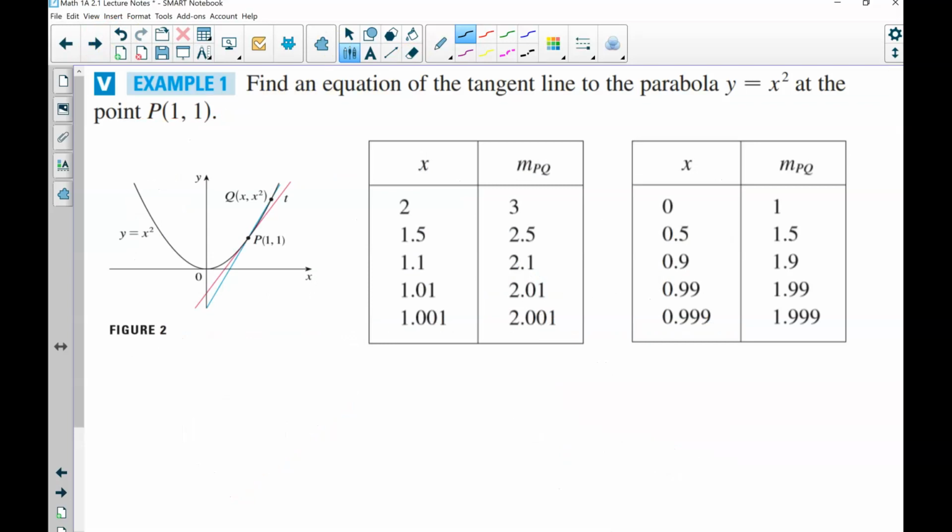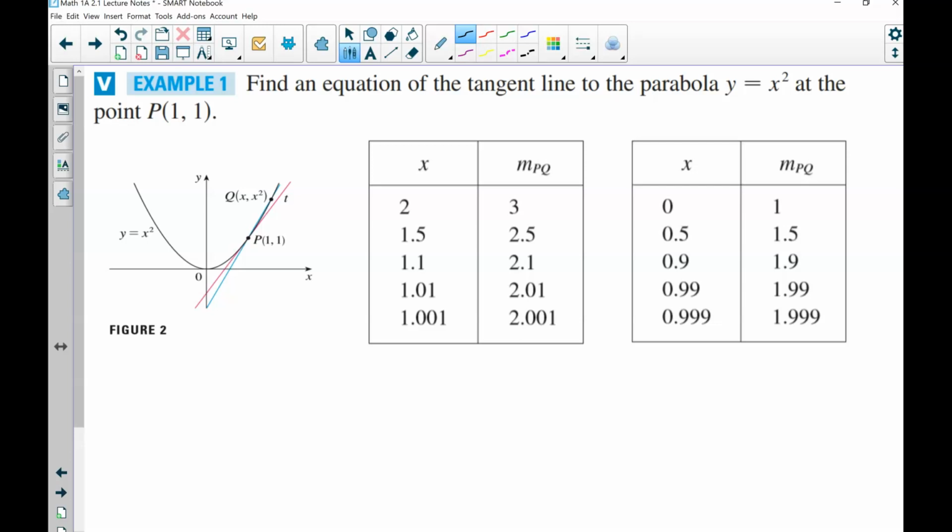Okay, so for example number 1, we want to find an equation of the tangent line to the parabola y equals x squared at the point (1, 1). We will be able to find an equation of the tangent line T as soon as we know its slope m. Now, the difficulty is that we know only one point P, which is on T, whereas you need 2 points to be able to compute the slope. But observe that we can compute an approximation to m by choosing a nearby point.